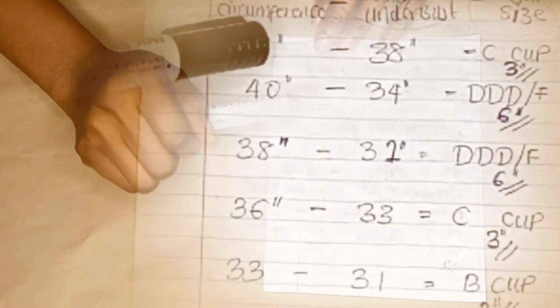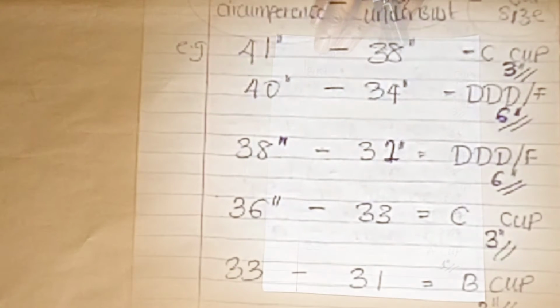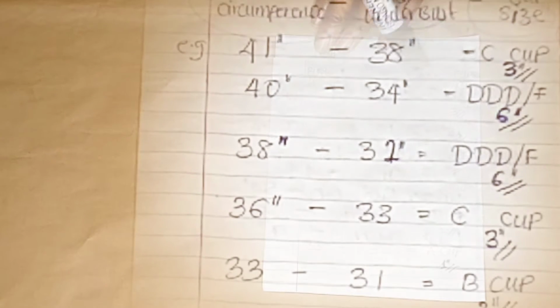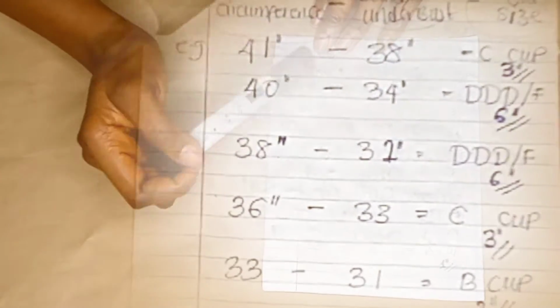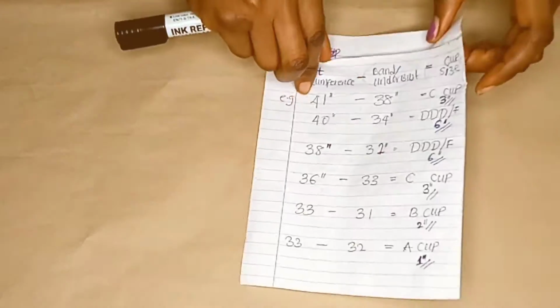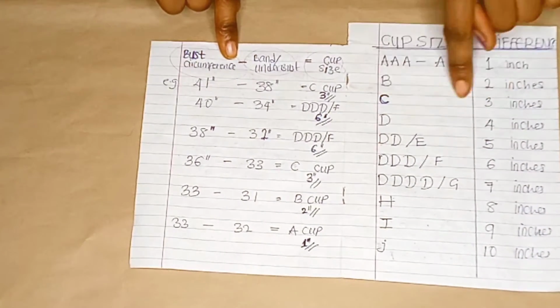So for example, we have 41 inch bust minus 38 inch under bust. The difference there is going to be 3 inches. So when you take away 38 inches from 41 inches, the total result of what you have is 3 inches, which will result to the C cup. Okay, so 3 inches is the C cup given the table I gave initially. So this is the table I arranged. So this is the C cup, which falls under 3 inches.